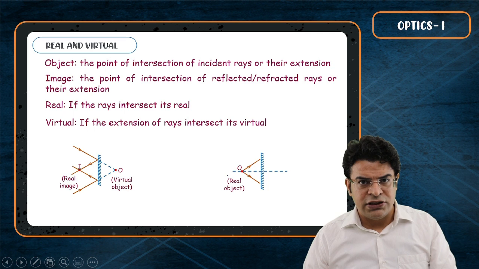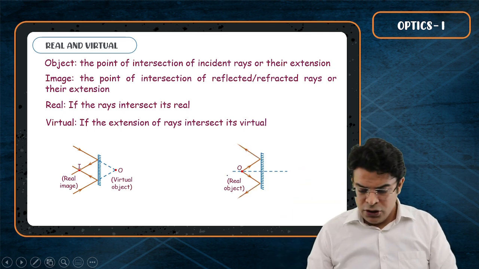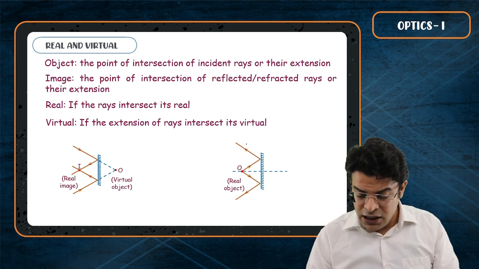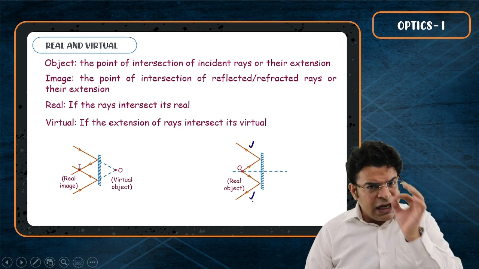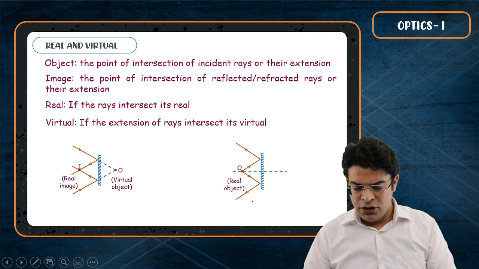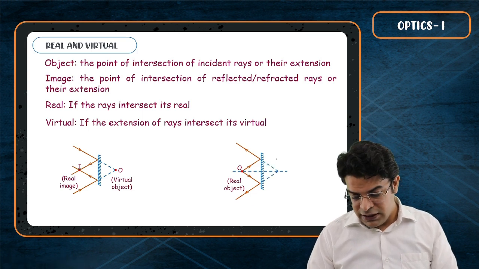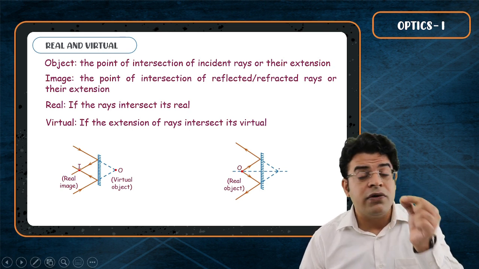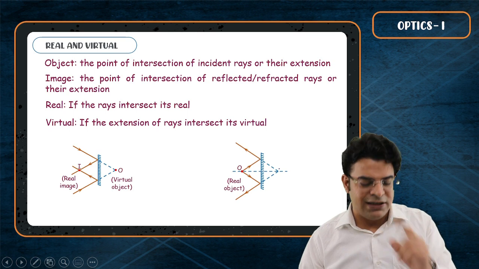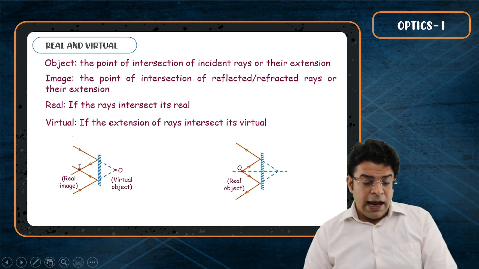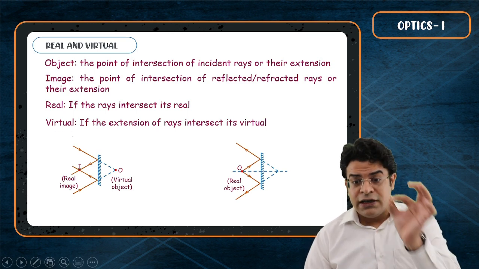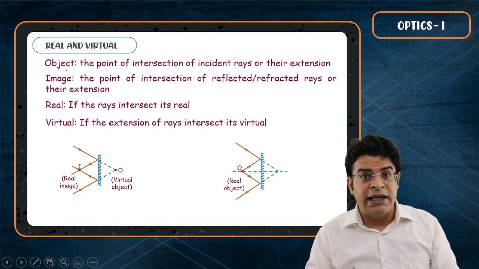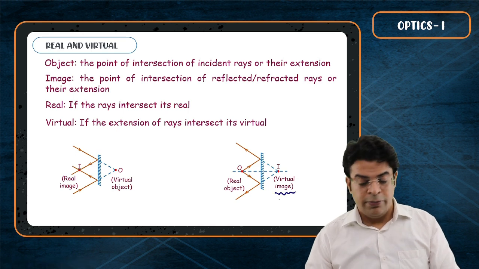Now after reflection, these rays will bounce back. So these two rays represent your reflected rays. My question is, are these reflected rays actually intersecting? No, sir. But if I extend them, their extensions will intersect. When the extensions intersect, do you call it real or virtual? Sir, when extensions intersect, we call it virtual. And the point of intersection of reflected or refracted rays is called image. So in this case, your image will be a virtual image.